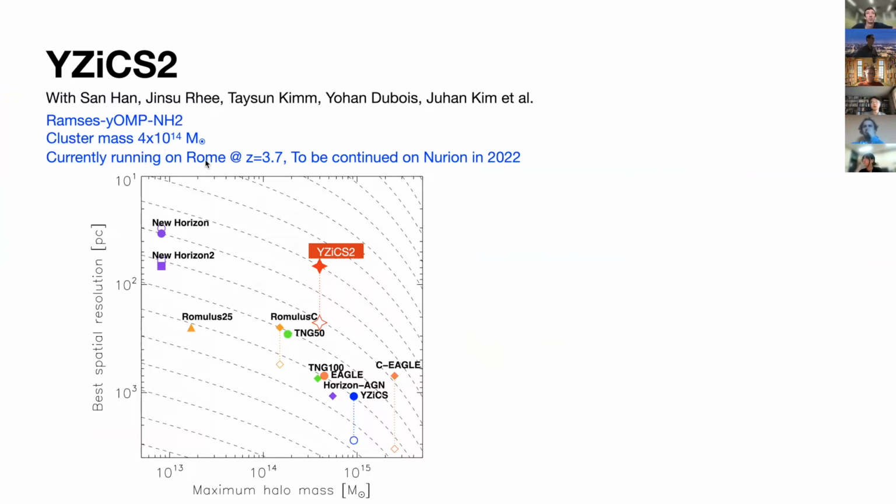Currently, it's running on Rome in France at 0.3.7, and it's about here. So this is the best spatial resolution versus the halo mass of the current best cluster simulations, for example YZX, my simulation, Cluster Eagle, Romulus. These curves are the iso-computer-resources lines, and you have New Horizon 2, and YZX will be here. So for the given available time, it'll really be the highest resolution of all.